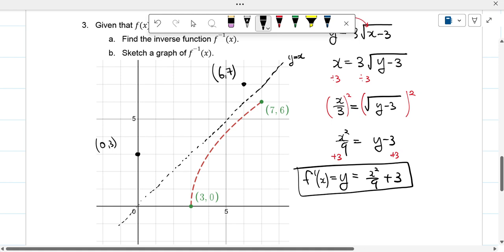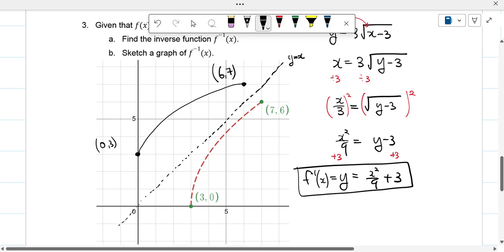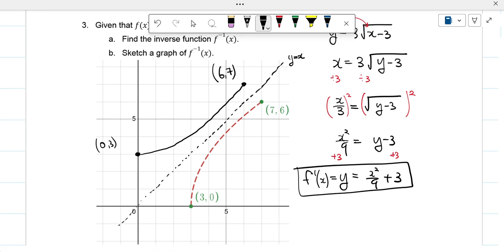And then let's connect these 2 points together so that it looks like a reflection over y equals x. So it wouldn't be like this, right? That's not a good reflection. I think it must go through something like that. I think that looks like a good reflection over y equals x, while also maintaining the overall structure of 0, 3 and 6, 7.